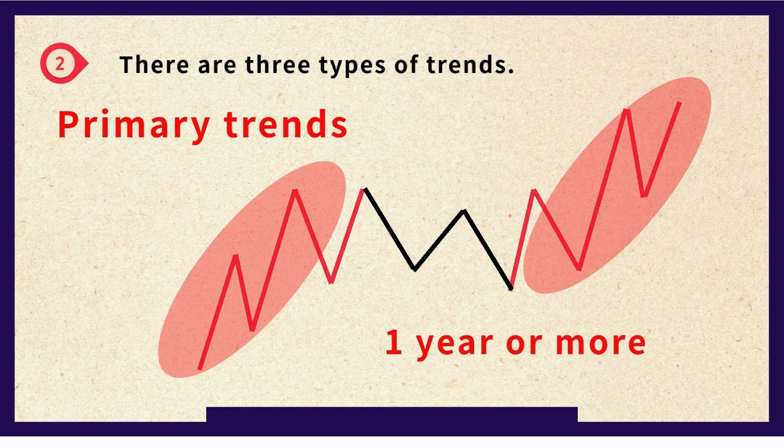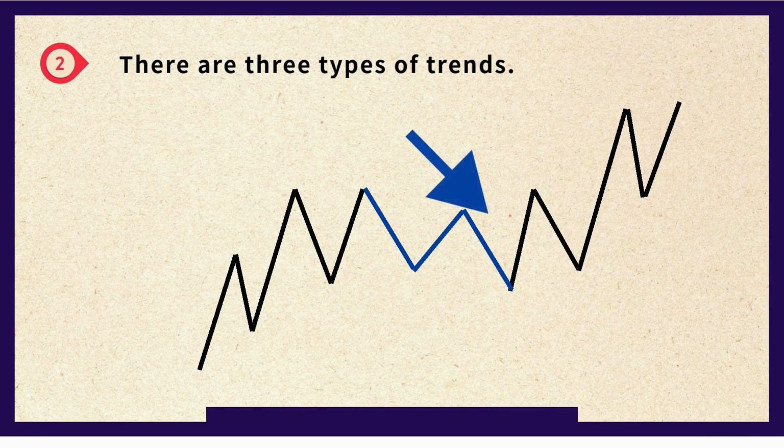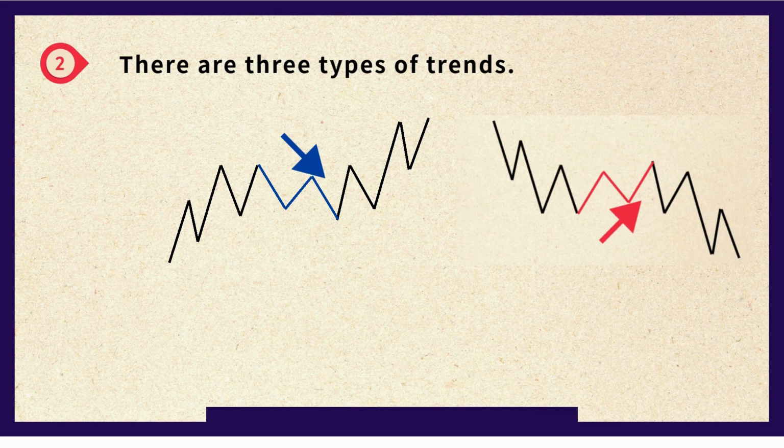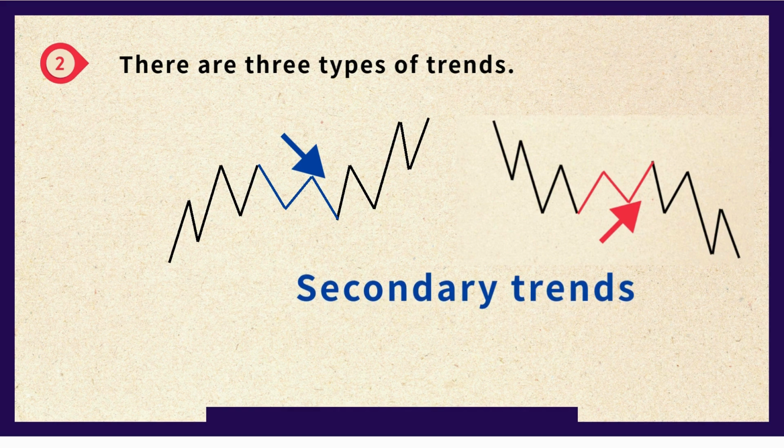However, trends do not move in a straight line. For instance, during an uptrend, the price might temporarily dip, a pullback, before continuing its rise. On the other hand, in a downtrend, there could be short-term rallies, a correction, before the price resumes its decline. The price movements in the opposite direction, such as these pullbacks or corrections, are called secondary trends.